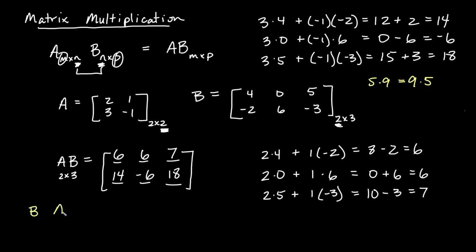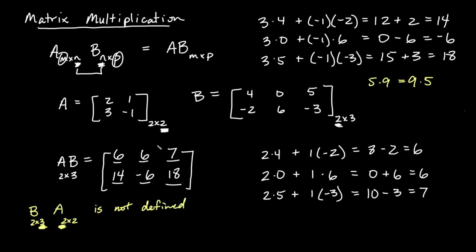If we think about that with matrices, think about B times A. B is a 2 by 3, and A is a 2 by 2. And what we'll notice here, the number of columns in the first one and the number of rows in the second one do not match. Okay, so this matrix multiplication is not defined.